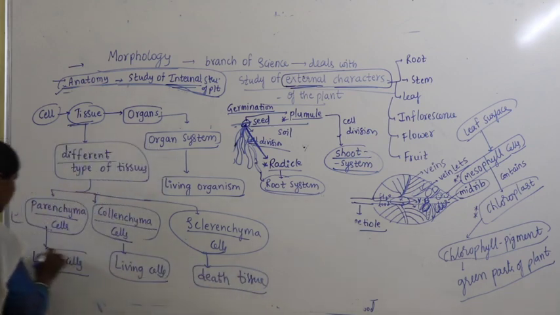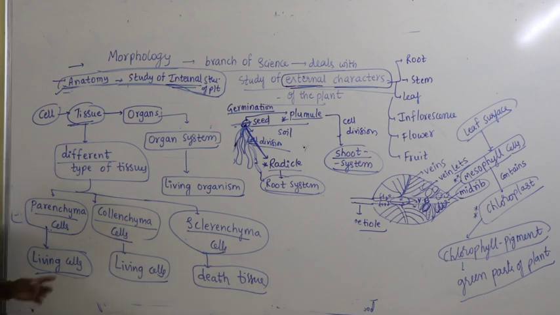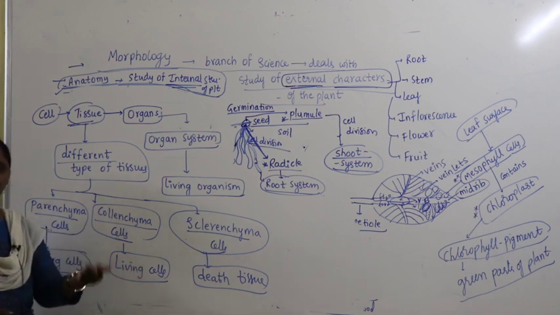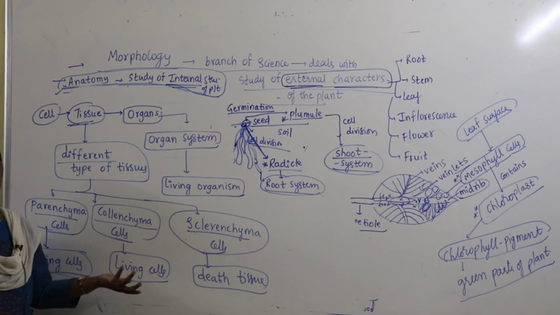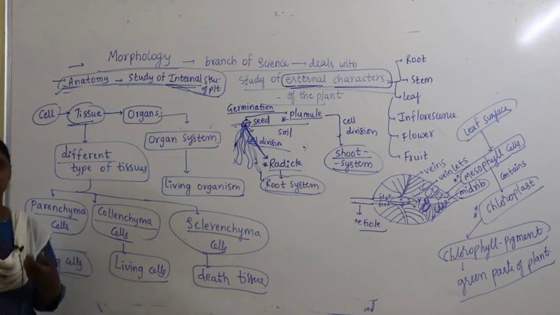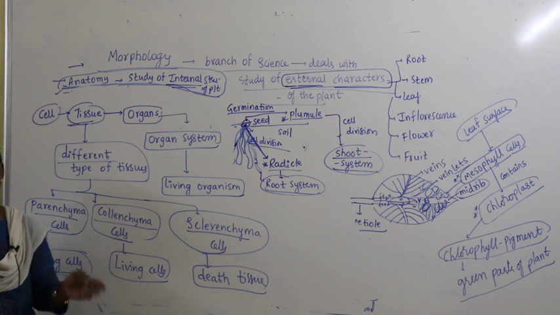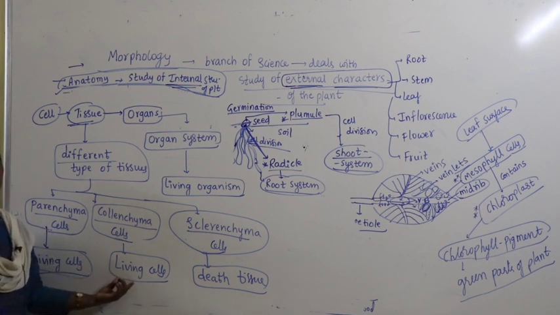What is the meaning of living cell and dead cell here? A living cell performs all metabolic activities. What are metabolic activities? You know, respiration, photosynthesis, absorption, right? In animals, we say digestion, respiration, locomotion, moving from one place to another. All these are metabolic activities, which are taken care of within the living cells.